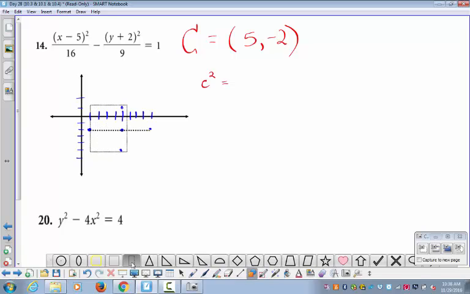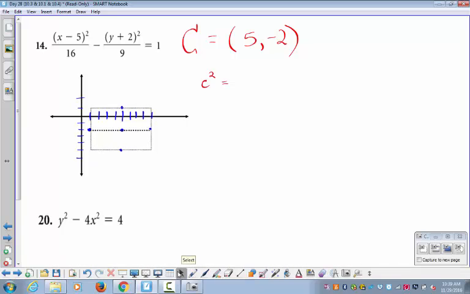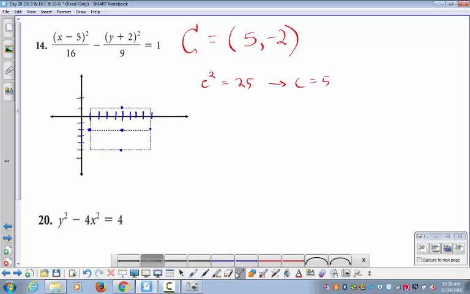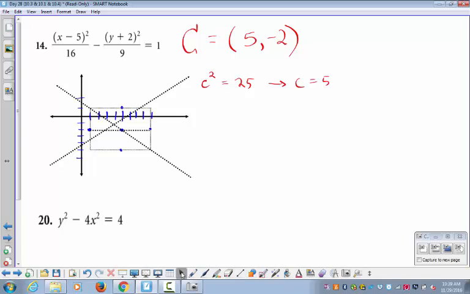The box. We draw the fundamental rectangle right there. Fundamental rectangle. Okay. So to get to the foci, c squared will be the sum or difference. Sum, we add the denominators, so that tells us c is equal to 5. And let's draw our diagonals through the fundamental rectangle. Those are our guides for the graph, right through the corners.